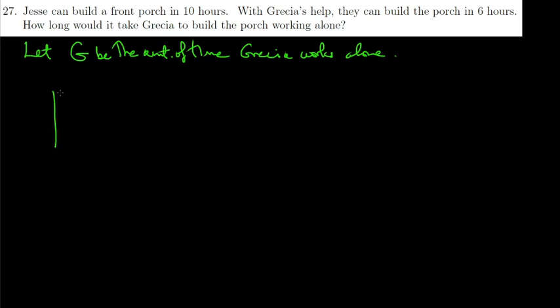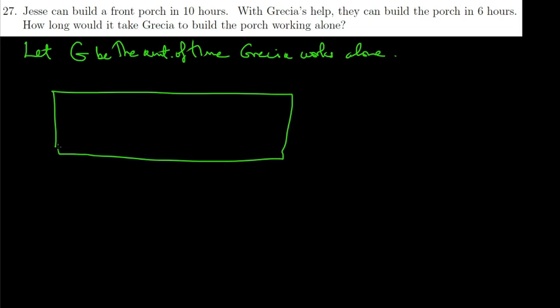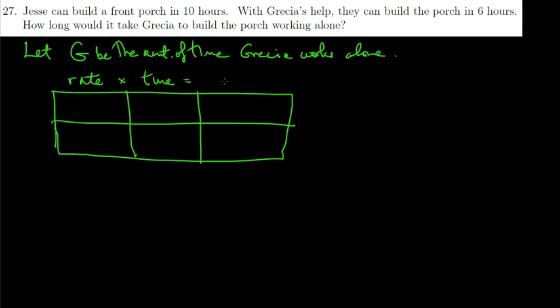Okay, so another table here, as usual. Right, so this is going to be rate of work. So rate times time equals the amount of work you get done, in other words, the fraction of the porch that gets built. So we have Jesse and Garcia.